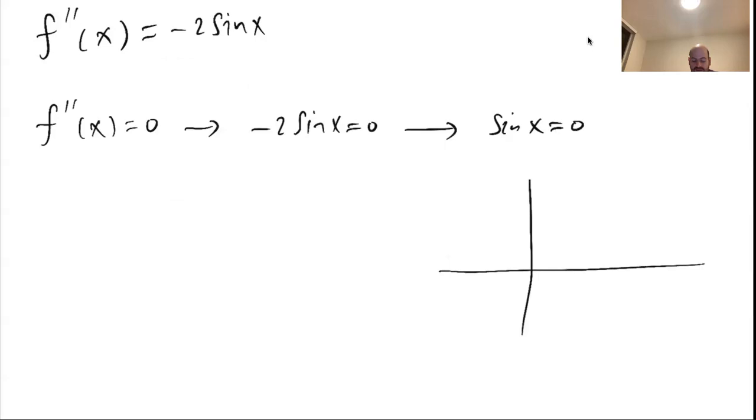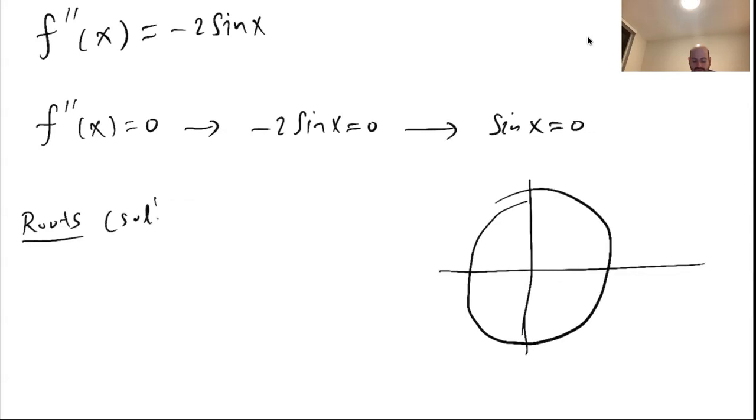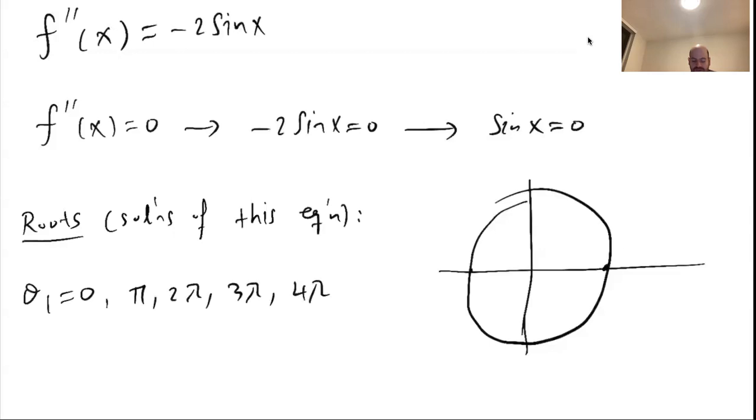And what are the roots of sine x between 0 and 4 pi? So the roots, or solutions, of this equation. What are they? So theta 1 equals 0. Sine is 0 here. Where else? At pi. Where else? At 2 pi, 3 pi, and 4 pi. So 0, pi, 2 pi, 3 pi, 4 pi. And then 5 pi, 6 pi, but we don't need them because the domain is only 0 to 4 pi here.